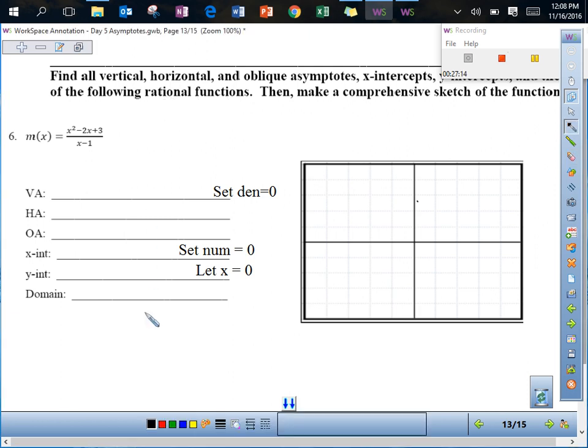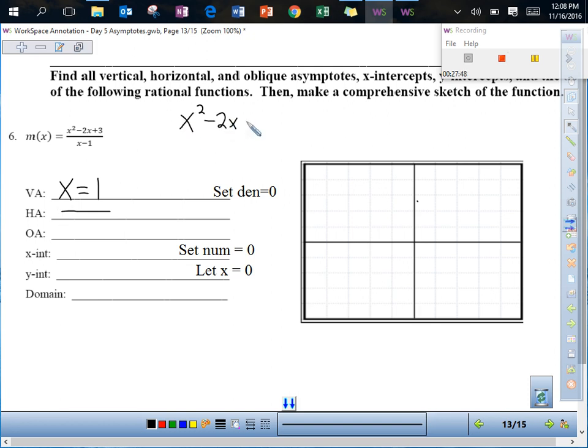So I'm just going to come straight down to here. The vertical asymptote, set your denominator equal to 0. If you do that, I'm going to get a vertical asymptote at x equal 1. Your horizontal asymptote, here's going to be the new part for you. There's not going to be one because the power in the numerator is 1 greater than the power in the denominator. Now, see if this sounds familiar. I need to take x squared minus 2x plus 3, and I need to divide it by x minus 1.